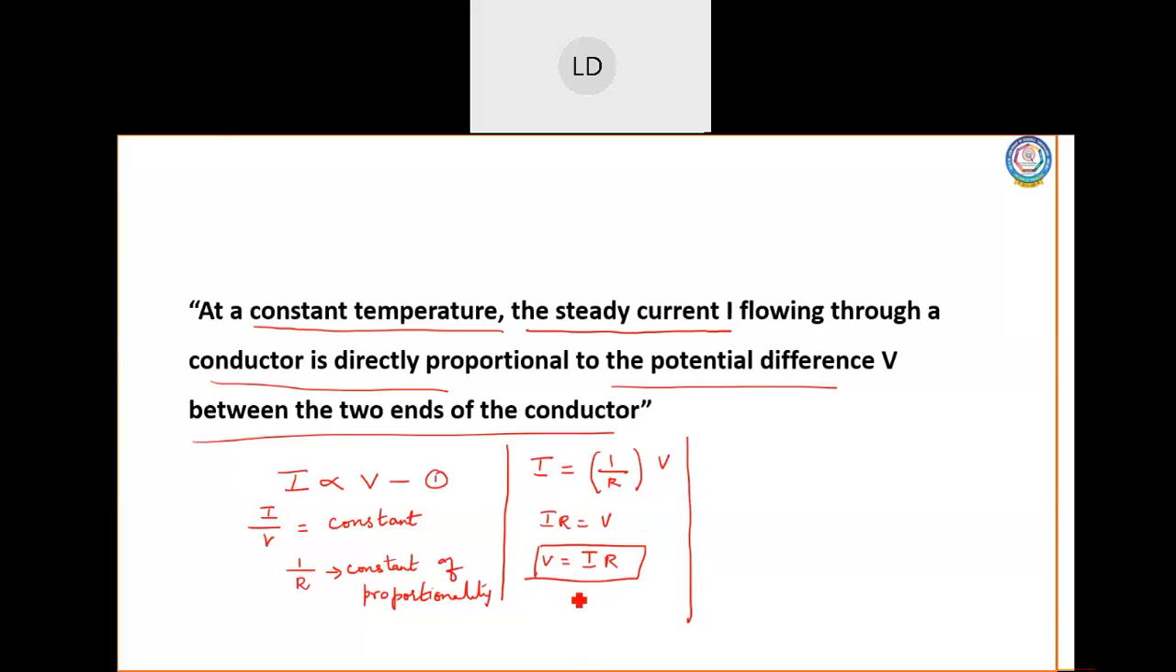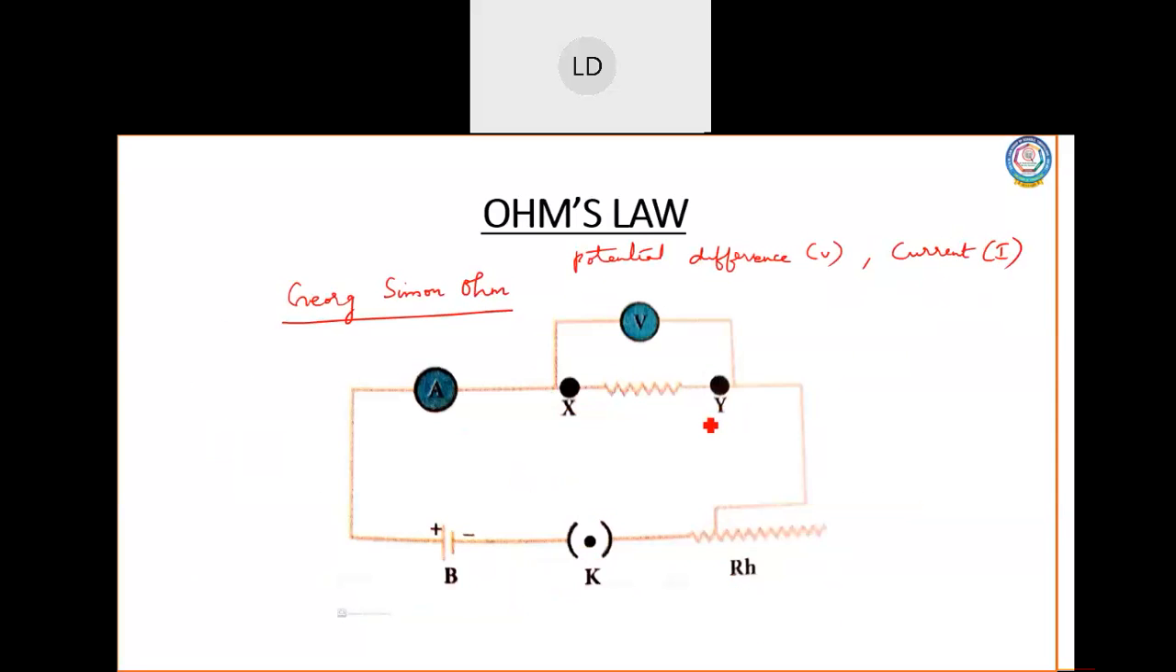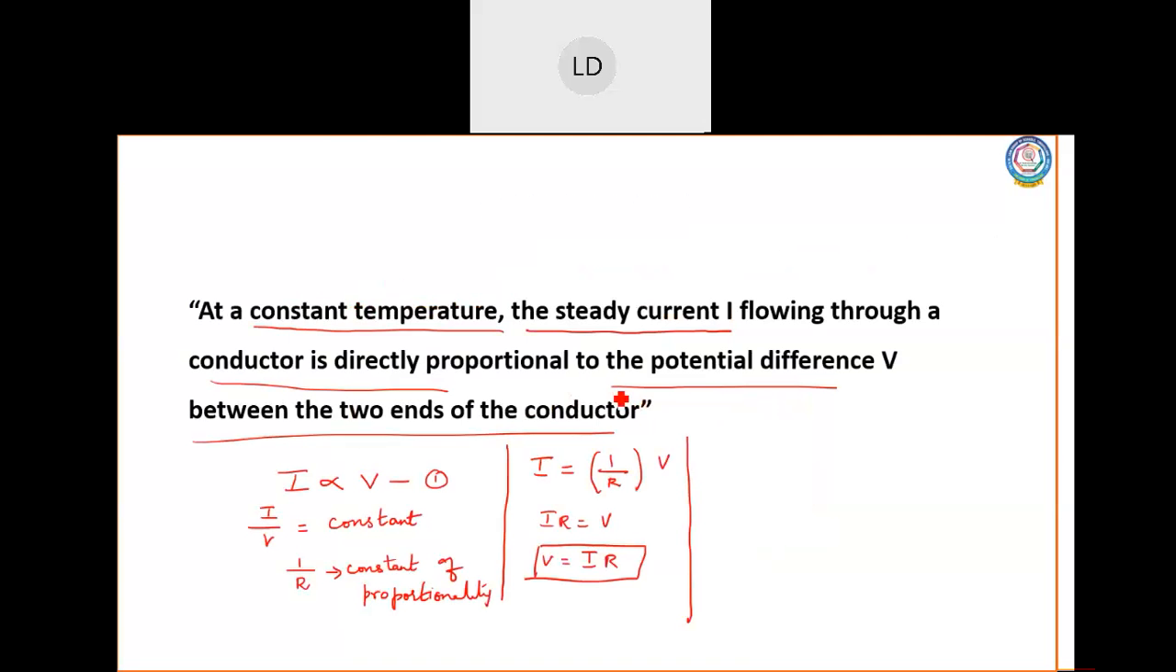Now this R is a constant as far as this material. Now in this diagram, this is the resistor, right? As I told you, this is a conductor. Now what is this R? This R is nothing but the resistance of this conductor. Now every material has got some resistance value, which is a constant for that material.